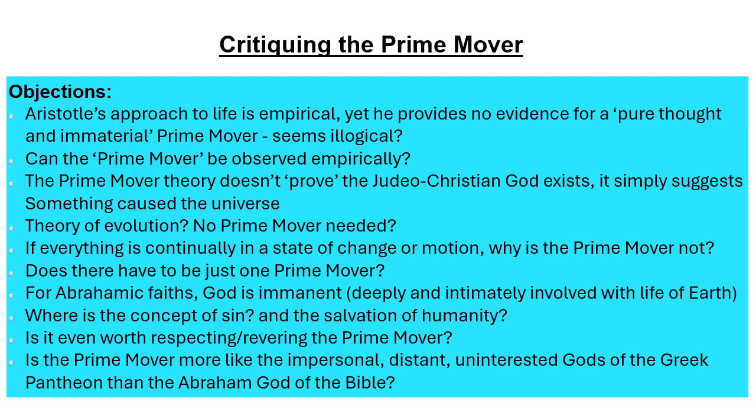Again, why does there just have to be one prime mover? When we come across David Hume later, when he critiques Aquinas's cosmological argument, built on Aristotle's, David Hume raises the question, well, why is there just one designer? Why is there just one unmoved mover? Why couldn't there be multiple? And so we could say the same thing. Why couldn't there be multiple prime movers? Why does Aristotle conclude that there's one?